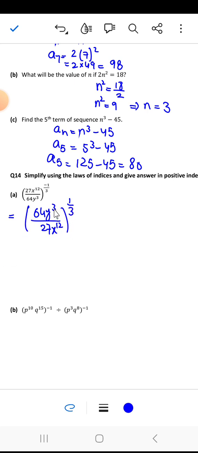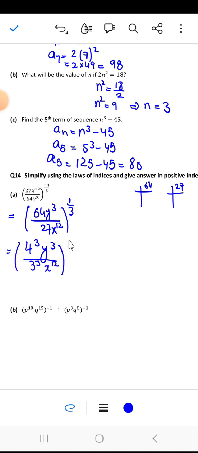Now this is the time for the law power of power, but the 64 and 27 I need to resolve first. I know that 64, if you don't know, you can simply do the prime factorization of both numbers. So 64 is basically the cube of 4, because I know, so I can write it down directly, and 27 is the cube of 3. So this is the power form I have changed them into.